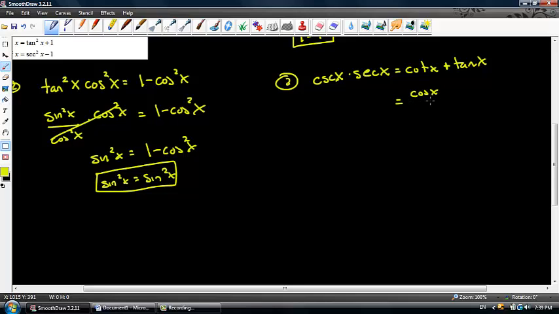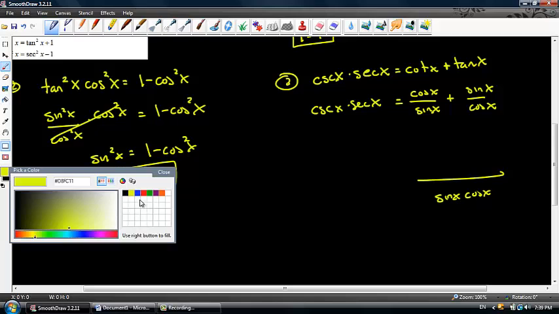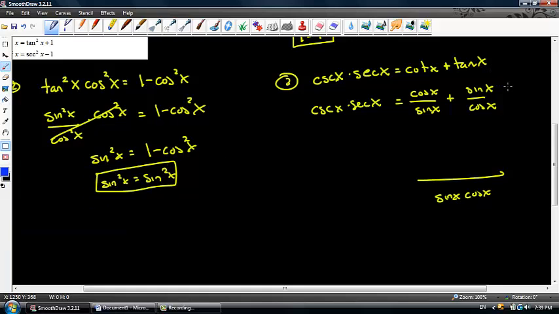Cotangent is cosine x over sine x plus sine x over cosine x. And don't forget, all that equals cosecant x times secant x. All right, so let's go ahead and find a common denominator here. The common denominator between these two is sine x cosine x, and I just multiply the two together. Now, in order to get the common denominator, I had to multiply by what's missing. So here it needs a sine x.